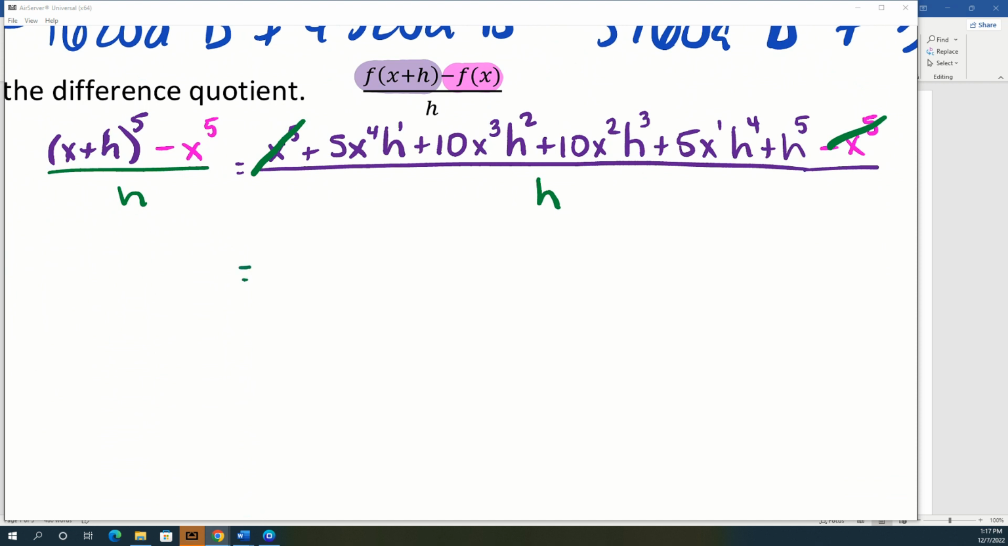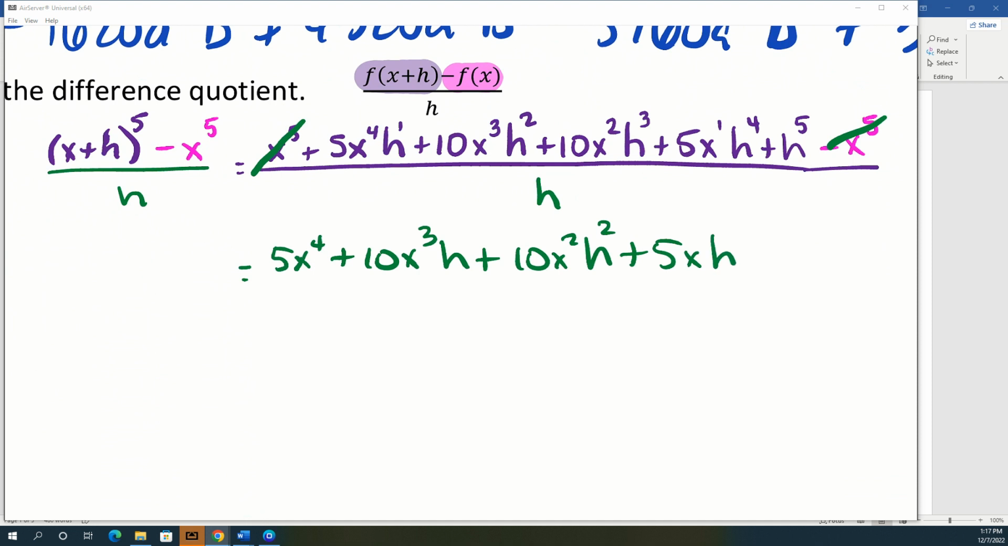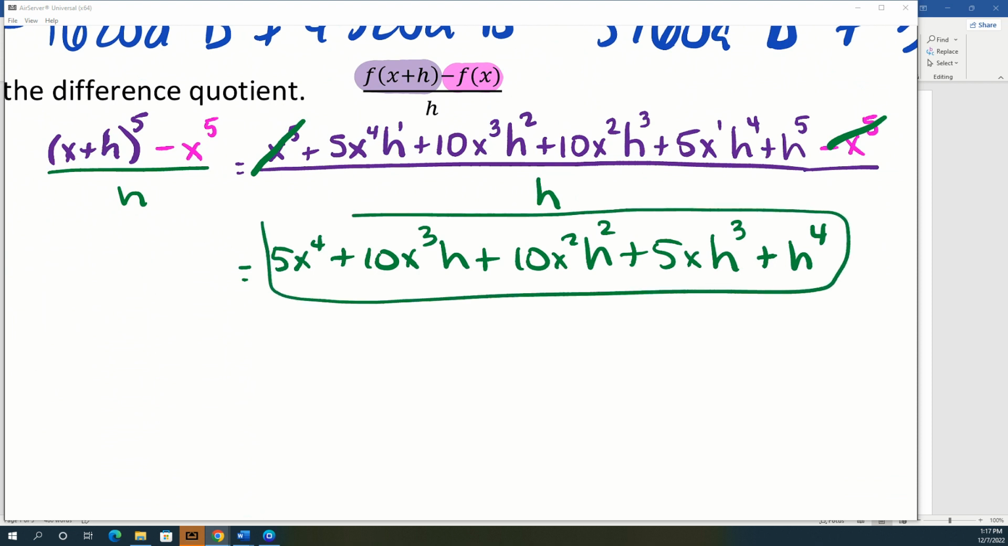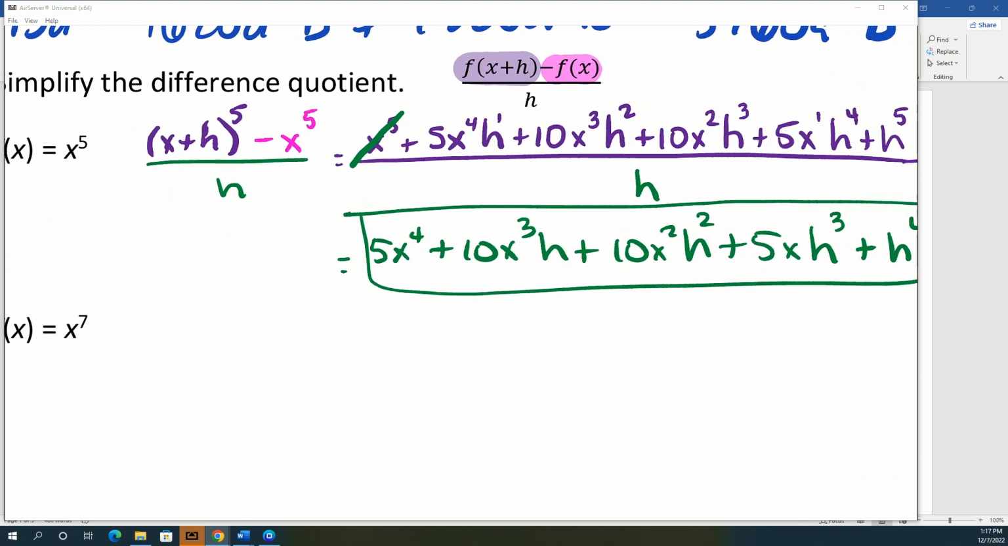So what we're going to have, 5x to the fourth, and then since this was h to the first, it's going to completely cancel out. And then 10x to the third, and then 1h will cancel. 10x squared, 1h cancels, and just continue that pattern to the end of the problem. And that is the value of the difference quotient for the function f of x equals x to the fifth.